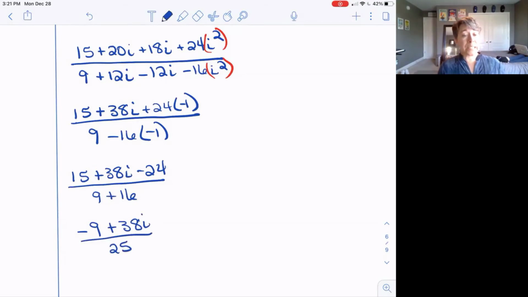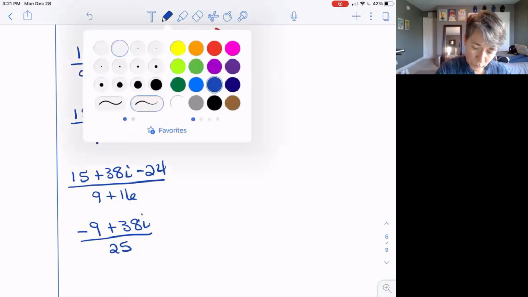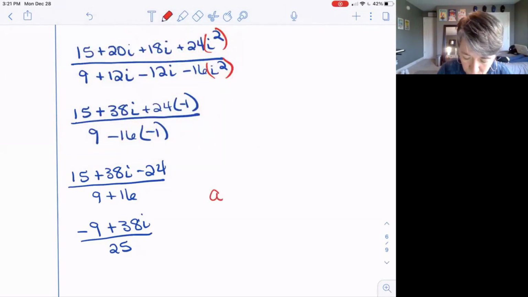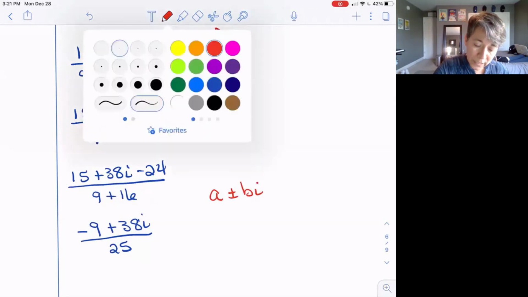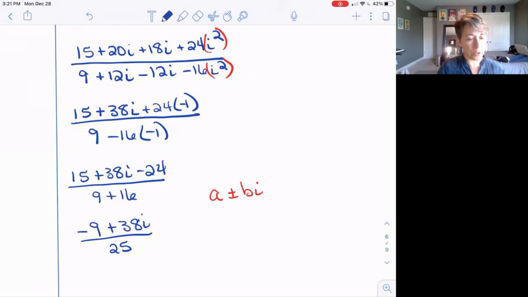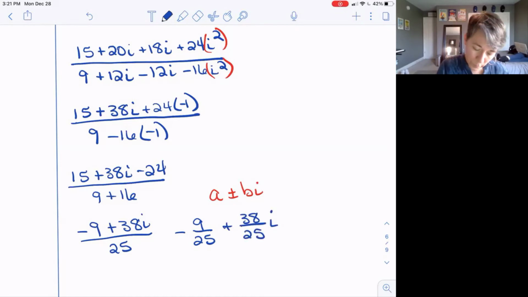So you might think we're done now because we no longer have an i in the denominator. But again, we need our real part separated from our imaginary part. So once we get a constant in the denominator, we just write it as two separate fractions. Negative 9/25 is our real part, plus 38/25 times i is our imaginary part.